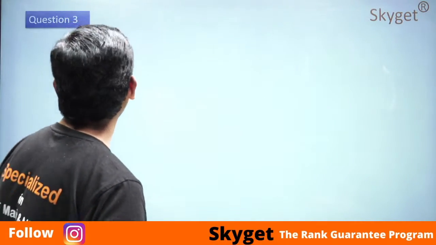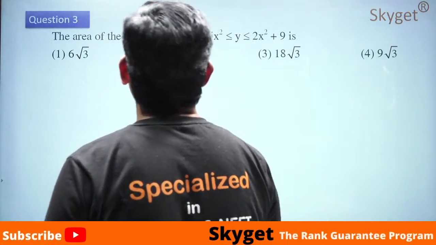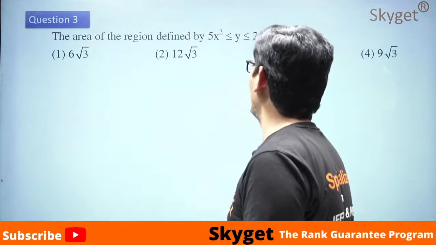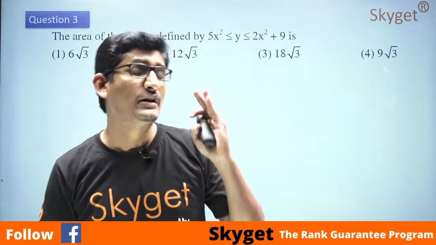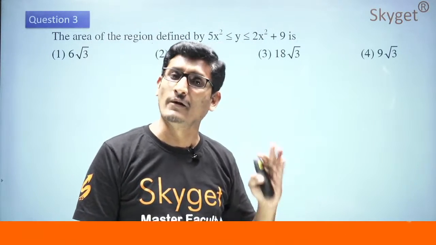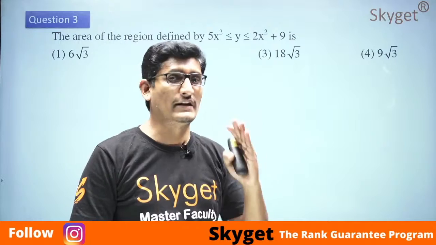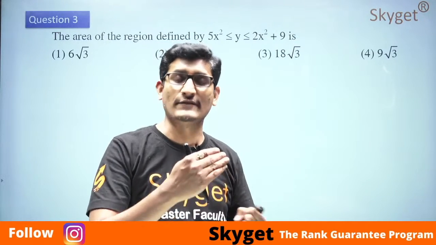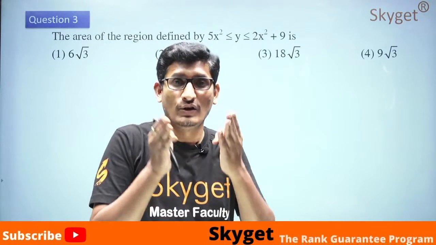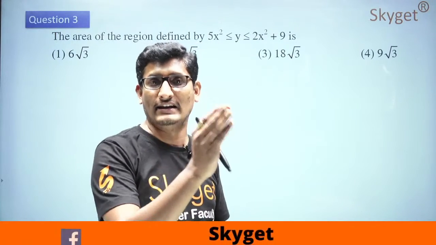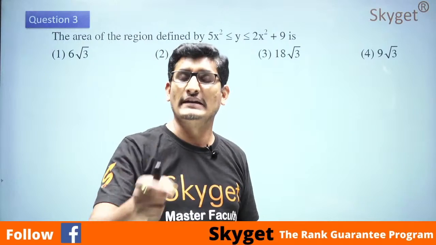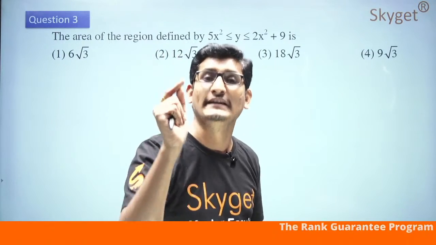See the next one. Now the area of the region defined by 5x square less than or equal to y less than or equal to 2x square plus 9, students. So already in the morning shifts also an area problem was asked, and in the afternoon shift also an area problem will come. So that means morning shift and afternoon shift, what you understand here? Areas is very important, and definite and indefinite integrals are also very important. So damn sure one problem is coming from areas.